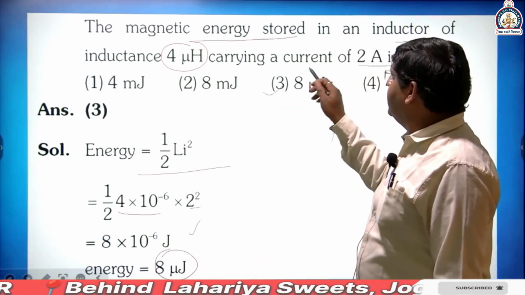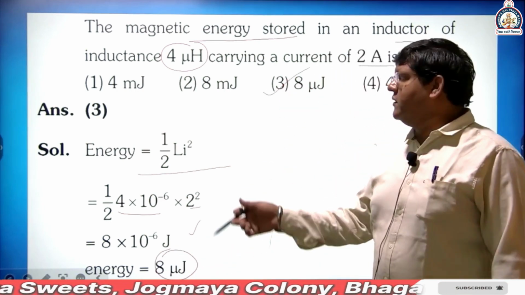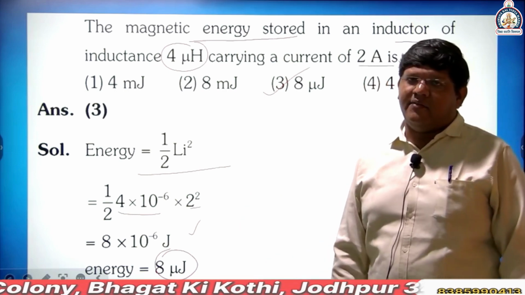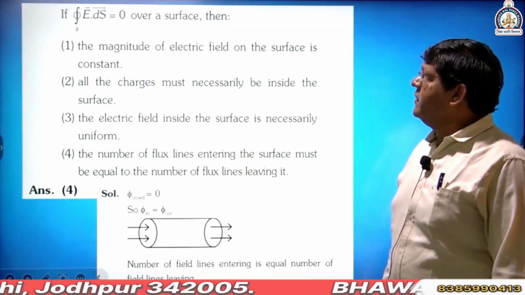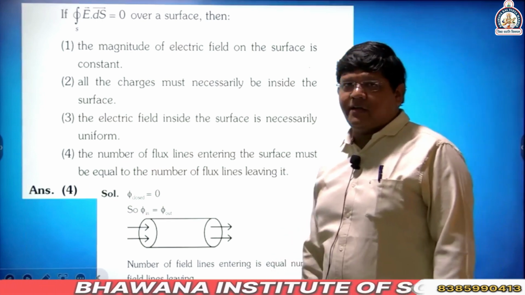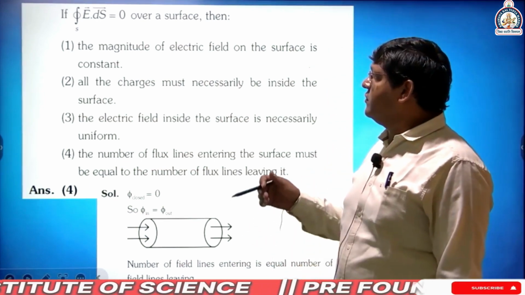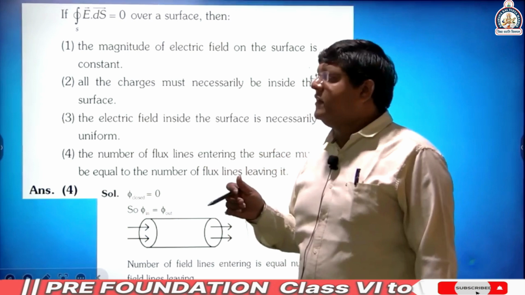8 microjoule is the required option, number 3. This is the energy stored in an inductor, half L I square. Now moving to the next part, that is related to Gauss theorem and Gauss concept of electricity and magnetism.